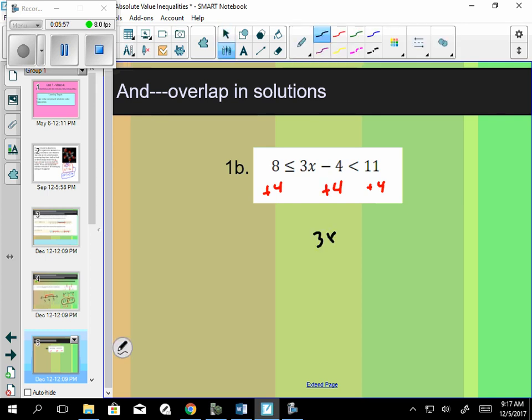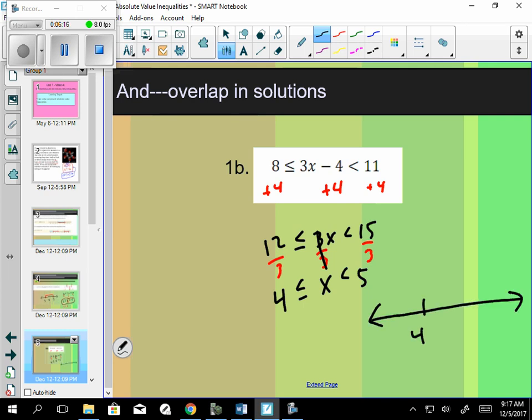Now we got 3x is less than 15 and greater than or equal to 12. Now I'll divide everything by 3. And we get 4 is less than or equal to x, and here we got 5. Okay, graphing that one out now.